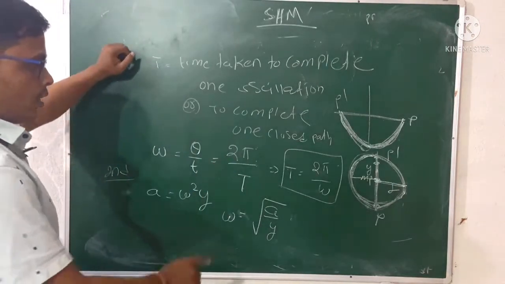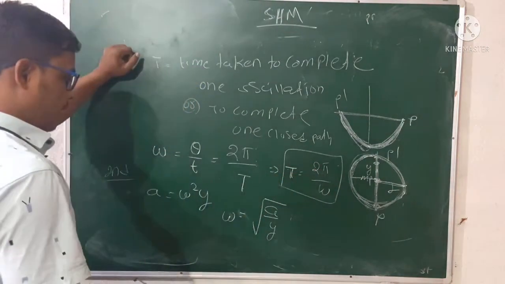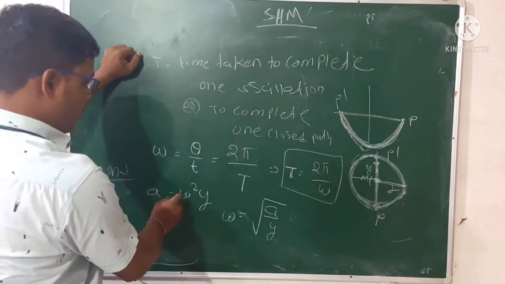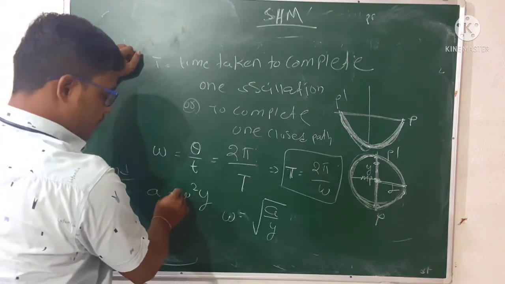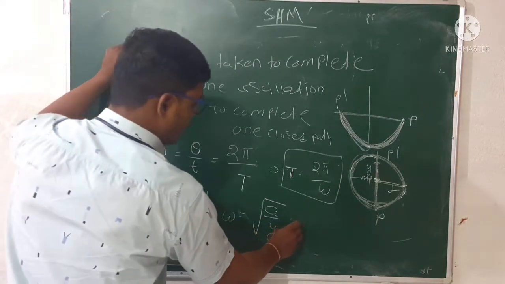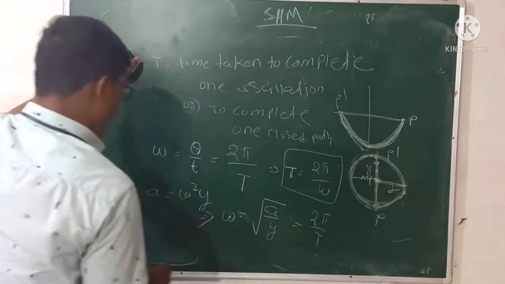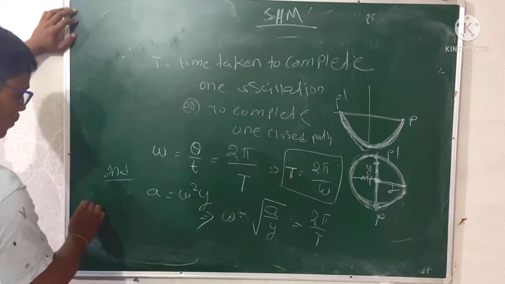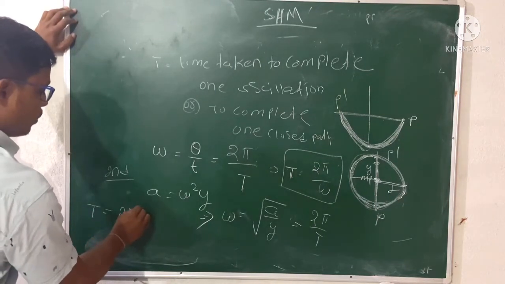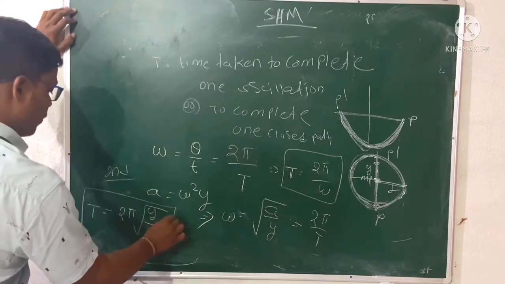Okay, so the time period equals 2 pi by omega. Okay, again omega from this acceleration has one negative sign there, but this negative sign is due to y. This implies omega equals root over a by y. What is omega? That is 2 pi by T. So what is the another expression for T? So T equals, remember, 2 pi into root over y by acceleration. So remember another formula is there.